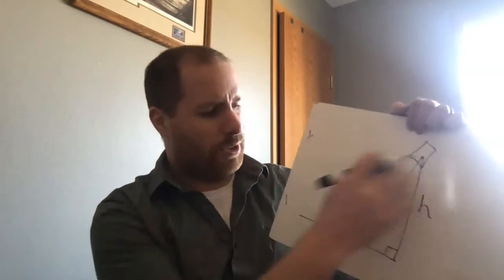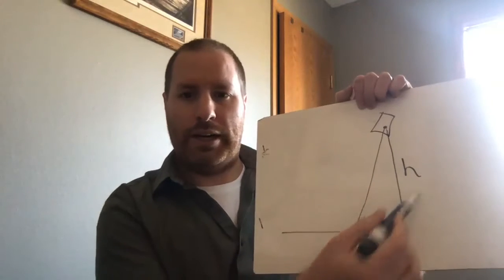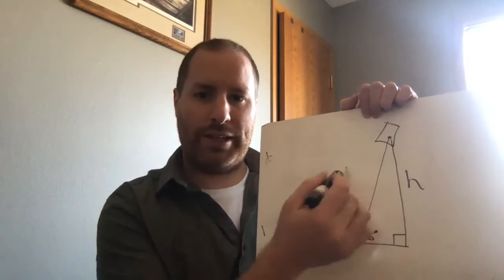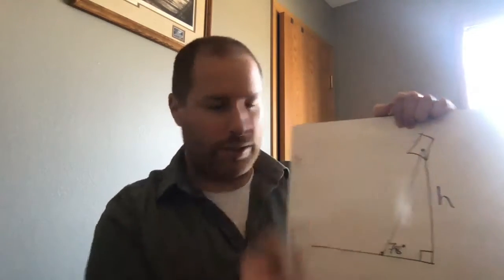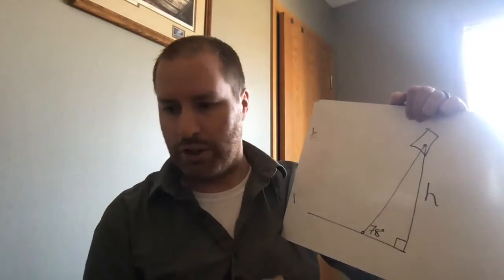So I pretty much have almost a full right triangle. If I knew one of these sides, we could figure out H by setting up maybe tangent to the bottom side or sine to get it to the hypotenuse, and then just solving that. So if I can figure out one of these two sides, then we're good to go.